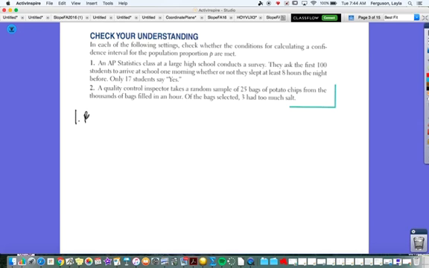So we have to check again that it is random, that it's normal, and that it's independent.